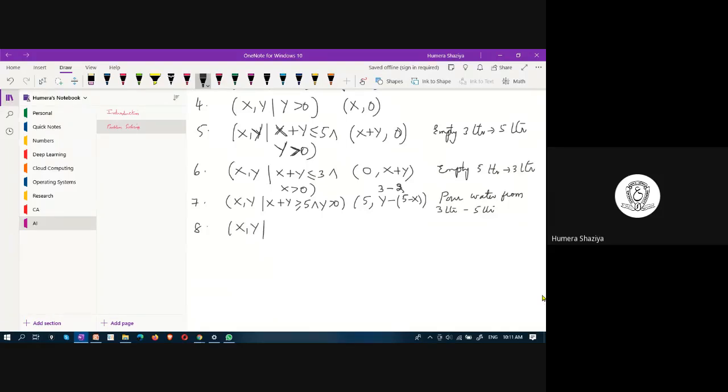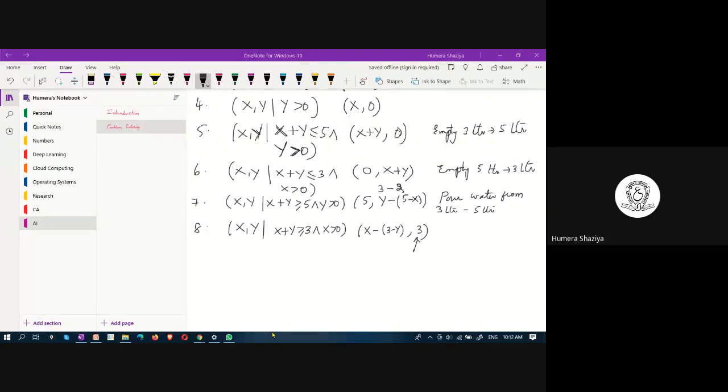Followed by the eighth rule, which is the last rule, which states that there is (X, Y), 5 and 3 liter jug such that X plus Y is greater than or equal to 3 and X is greater than 3. In this case, you see that there would be (X minus (3 minus Y), 3). This 3 is the water in the 3 liter jug, which means you are making it full.